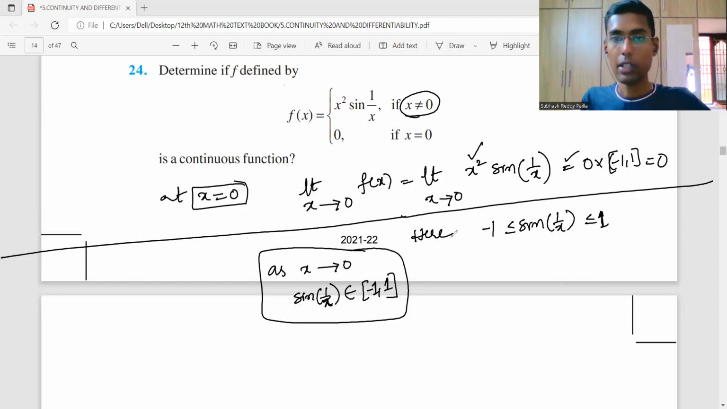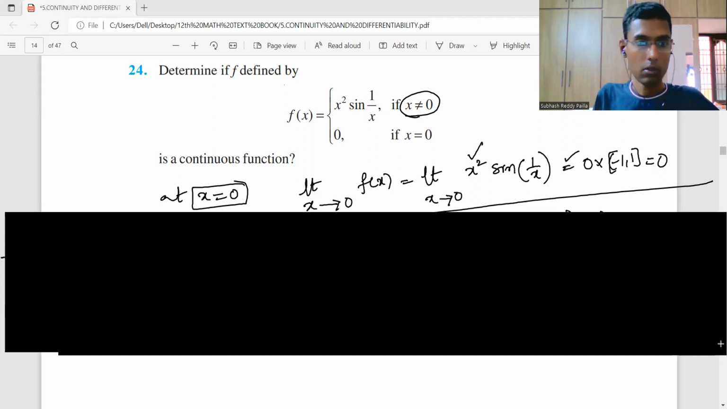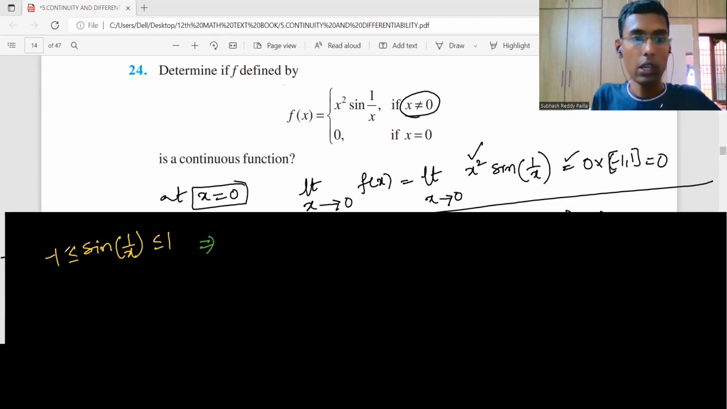Another way is this. I'll write sine 1 by x. Sine 1 by x lies between -1 and 1. Yes or no? Now we'll multiply by x square. So minus x square is less than or equal to x square into sine 1 by x, which is less than or equal to x square. I multiplied by x square throughout.